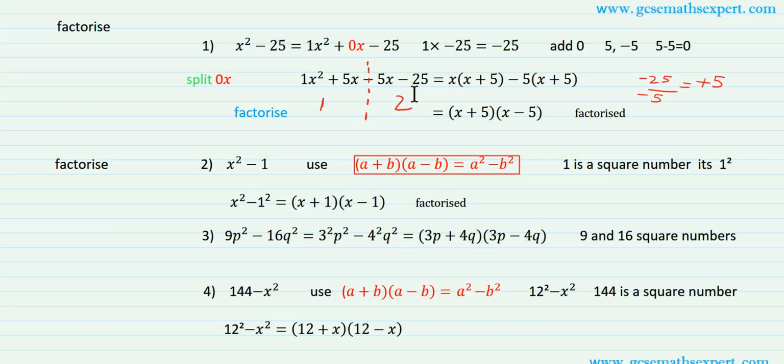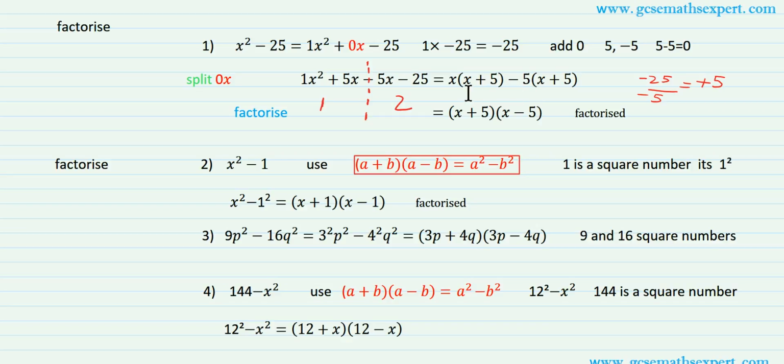Then we factorize this half, and we can see that 5 is a common factor, minus 5 is a common factor. Okay, so we put minus 5 outside, and to find out what we put in the bracket, we say what's minus 5x divided by minus 5? That is plus x, yeah? Then we say what's minus 25 divided by minus 5? That is plus 5, okay? So we have x plus 5.